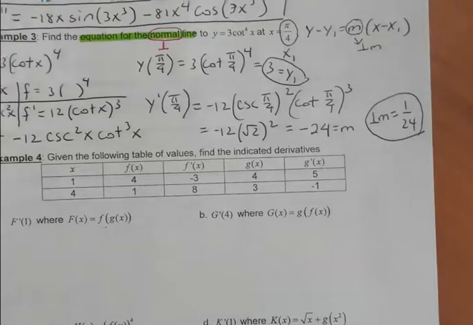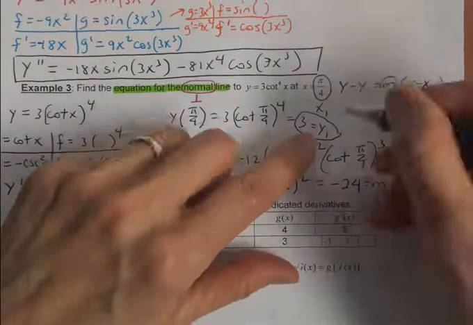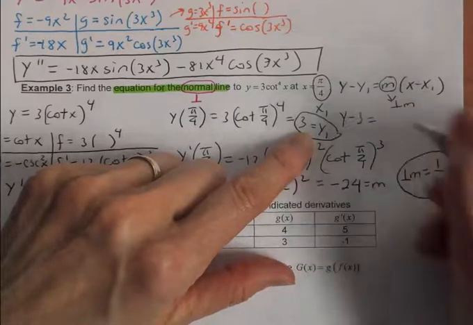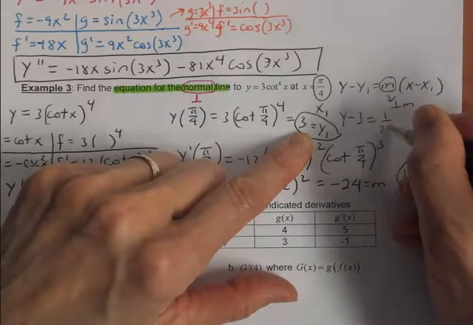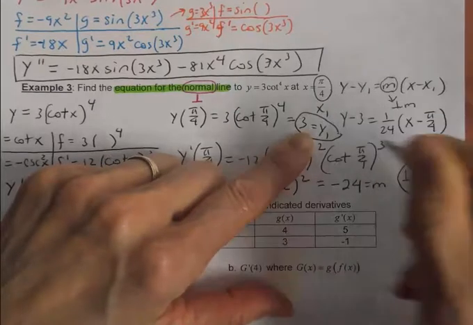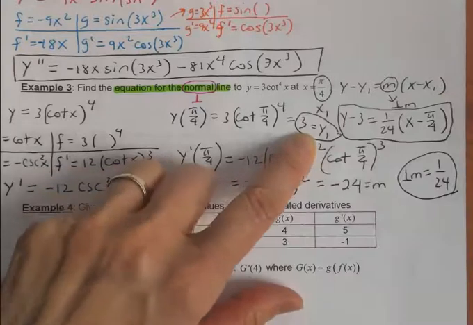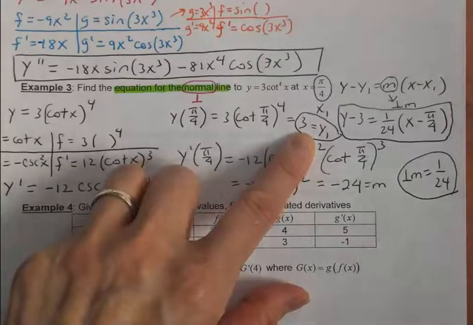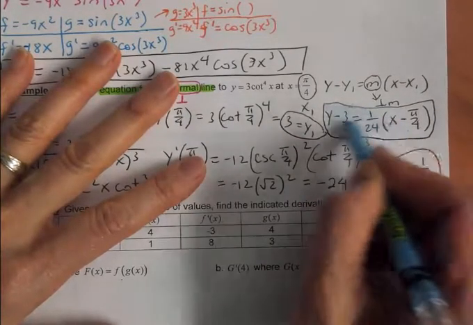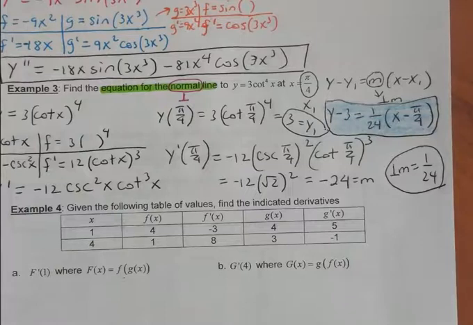Okay, now I'm out of space. I have to write out the final answer. Let me squeeze it in right here. So y minus 3 equals 1 over 24 quantity x minus pi over 4. And that's your answer. Let me give it some color. Here's my answer. I'm going to color it right there. Okay, questions on that?